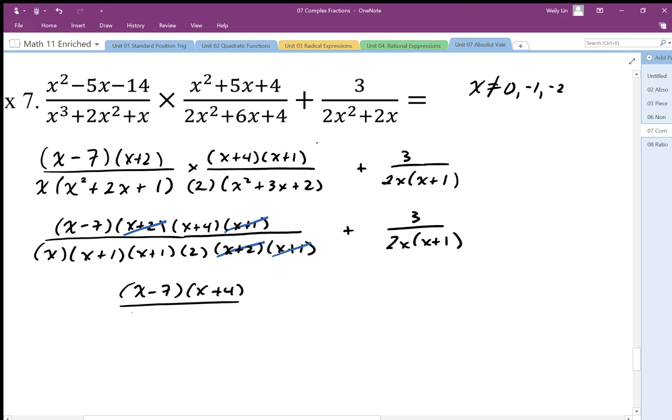And I end up with x times x plus 1 squared. And I'm going to put the 2 here. And plus 3 over 2x times x plus 1. Now I can add these together. I'm going to have to multiply out the numerator to combine with like terms in the numerator here. But I'm going to make sure I get my common denominator first.